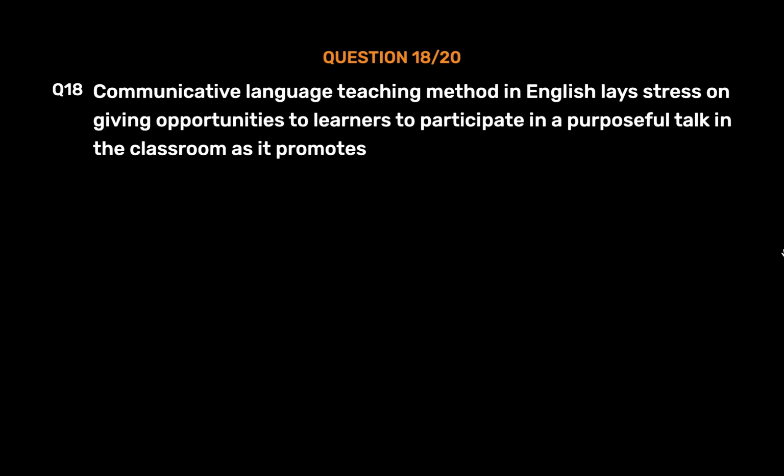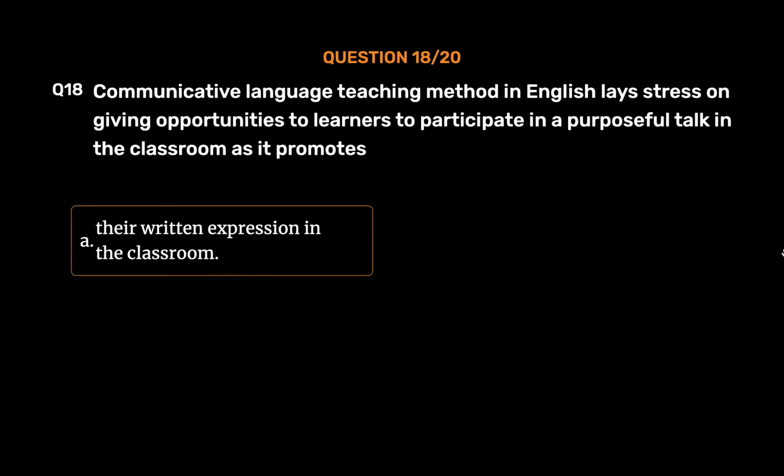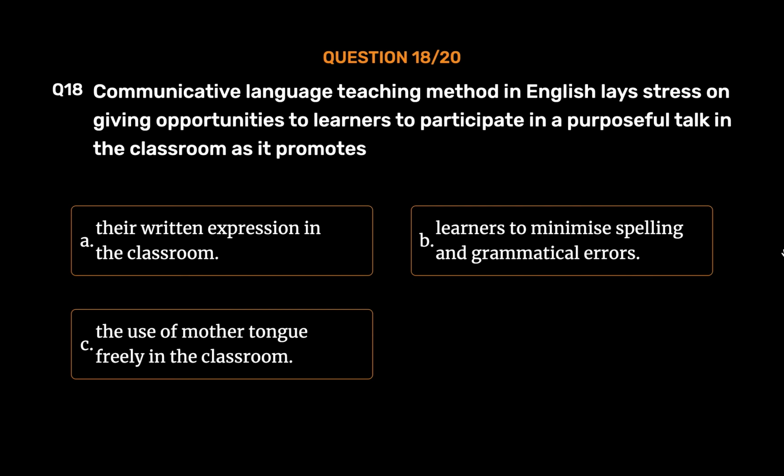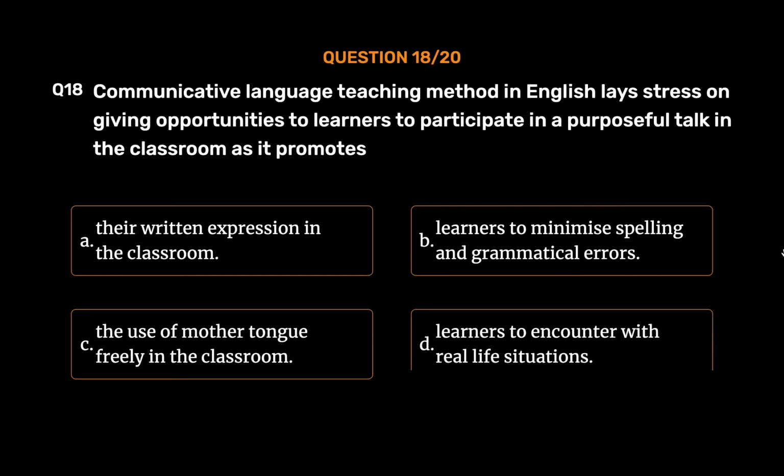Question number 18. Communicative language teaching method in English lays stress on giving opportunities to learners to participate in a purposeful talk in the classroom as it promotes. Option A. Their written expression in the classroom. Option B. Learners to minimize spelling and grammatical errors. Option C. The use of mother tongue freely in the classroom. Option D. Learners to encounter with real-life situations. The correct answer is Option D. Learners to encounter with real-life situations.